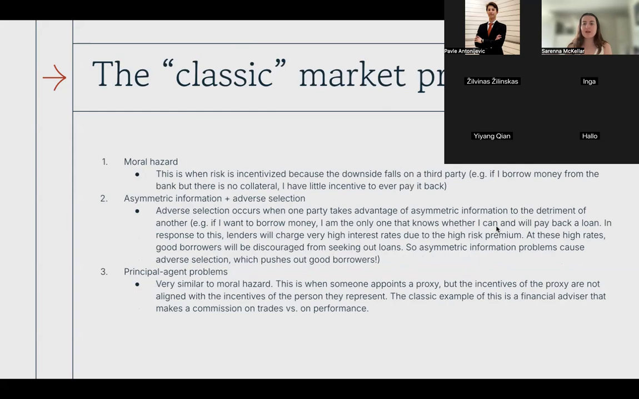There's sort of three classic market problems that people talk about a lot. If you ever take an economics class on public markets or the financial system or banking, you'll probably see these three come up.